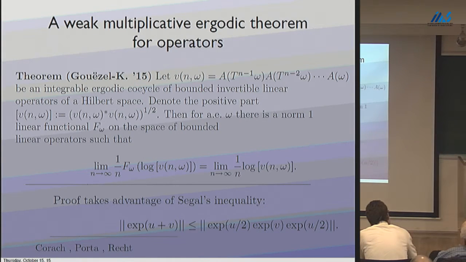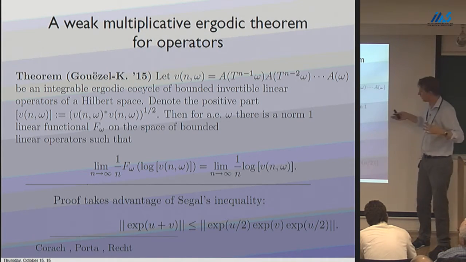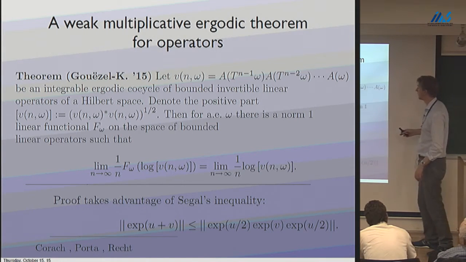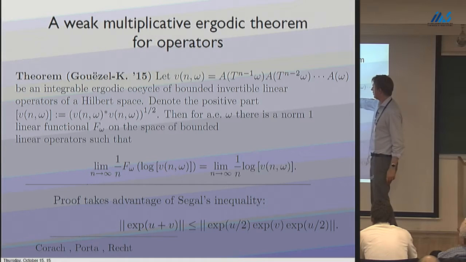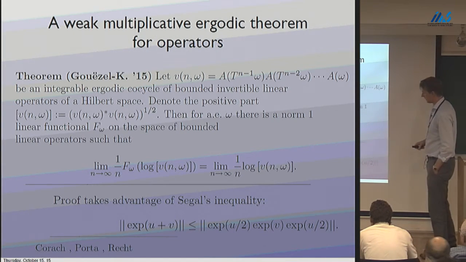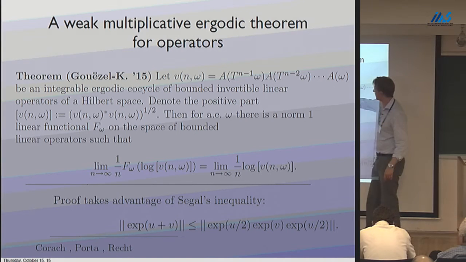We do have the following, which is the same philosophy: our statement is so weak that it always holds, but then what it means depends on how nice your space is. So take an integral ergodic cocycle of bounded invertible linear operators of a Hilbert space, and you take the positive part, as I denoted, it's this, and I have the cocycle V instead of U because I have that order.